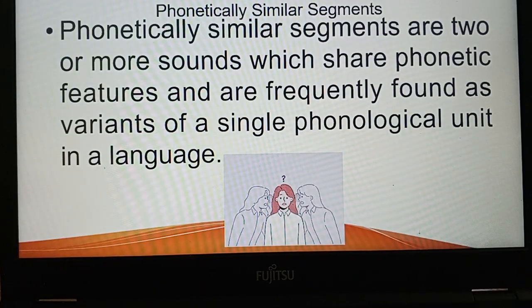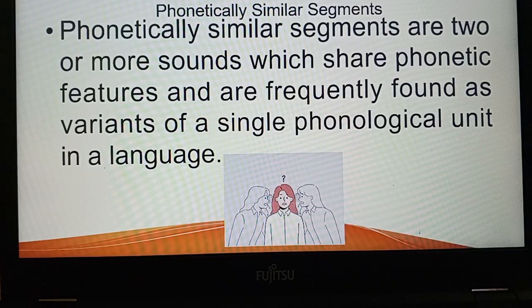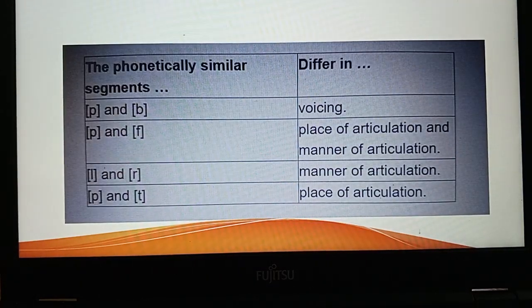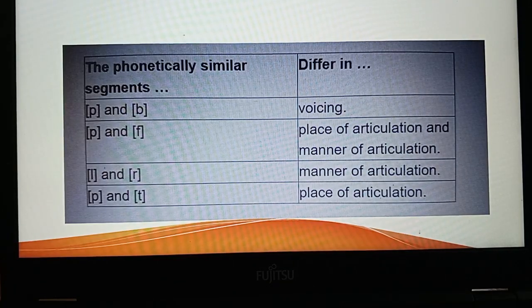Okay, so now phonetically similar segments. Still remember about minimal pairs? Phonetically similar segments are two or more sounds which share phonetic features and are frequently found as variants of a single phonological unit in a language. For example, in the word city, the t sound, somewhat like the letter T, and the other sound in city would be allophones of the t sound. So an allophone would be the variation or variations of a single sound.